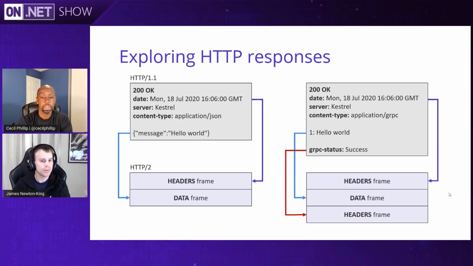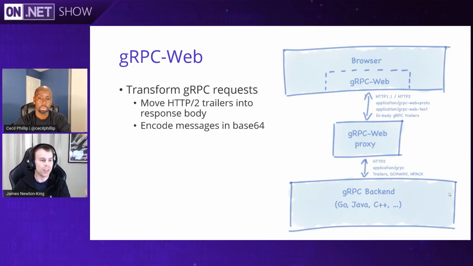Got it. That makes sense. So this trailing headers frame is part of the reason why gRPC isn't natively callable from a browser, because browser APIs like Fetch and XHR don't support reading these trailing headers, so you don't have access to them. And for that reason, you can't create a complete gRPC client in a browser.